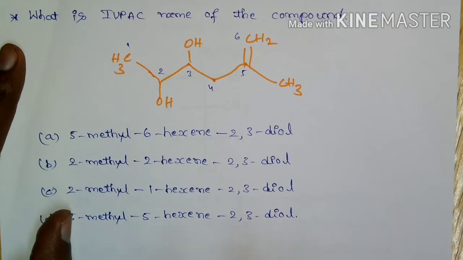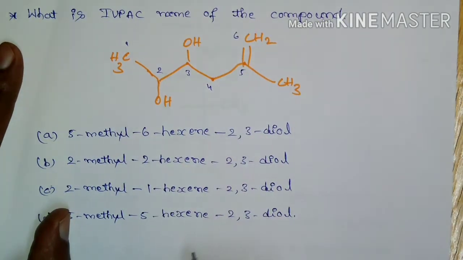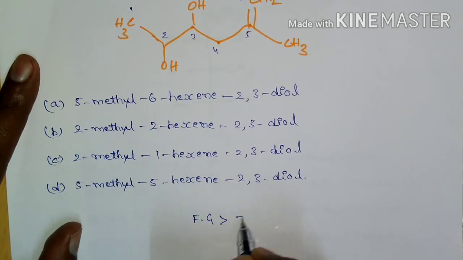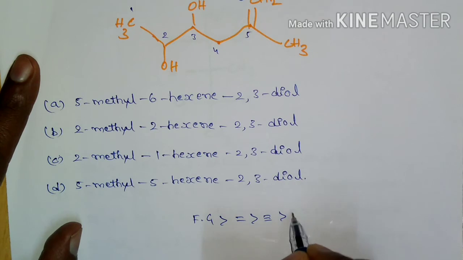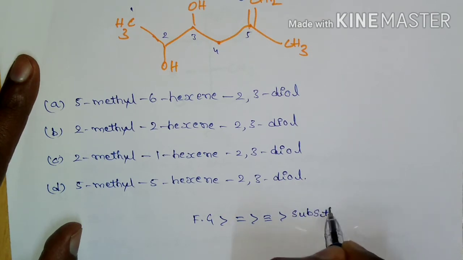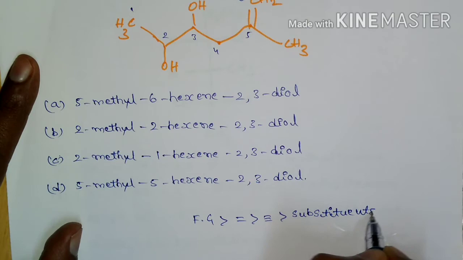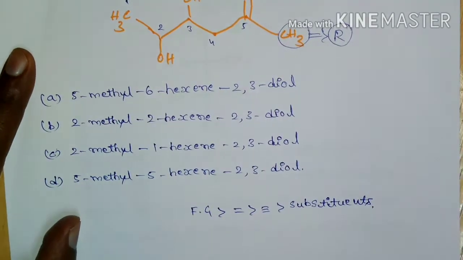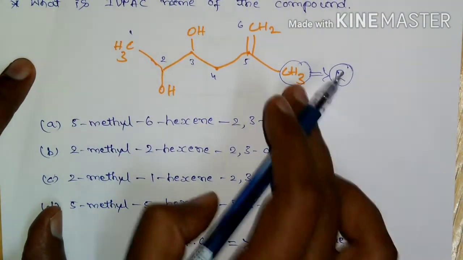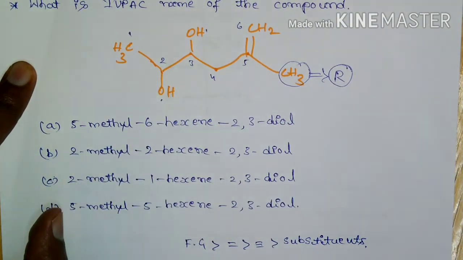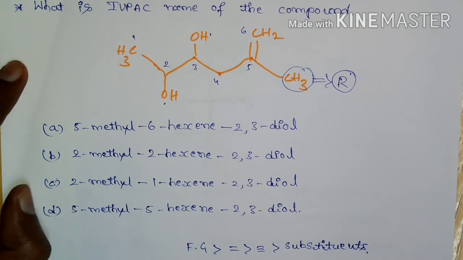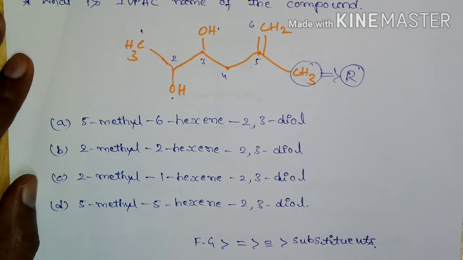And why I have to give numbering like this is, it is on the basis of the priority order, that is functional group will be greater than double bond, greater than triple bond, greater than substituents. Okay, here this is substituent, this is R. So this is the substituent, these two are the functional groups. Okay, now it is 6 carbons. So now we will see the options given.